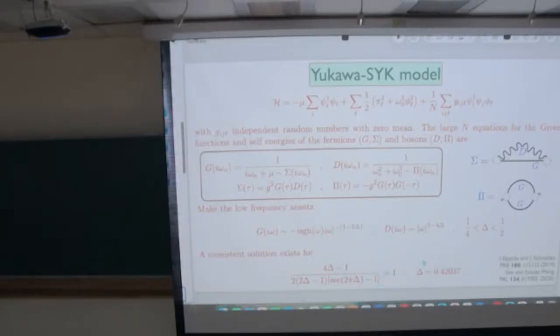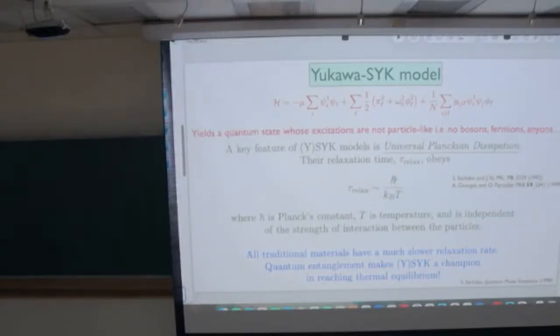But more importantly, it's Planckian. If you look at the finite temperature behavior or the non-equilibrium behavior, you find that it relaxes in a time of order h bar over kT, and this time is independent of the strength of the electron-phonon coupling. At low enough temperatures it is always Planckian. This is like the fastest possible relaxation rate. Somehow what's happening is that the quantum entanglement makes this Yukawa SYK model a champion in reaching thermal equilibrium as fast as possible.